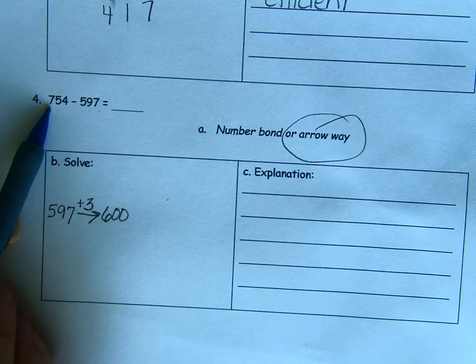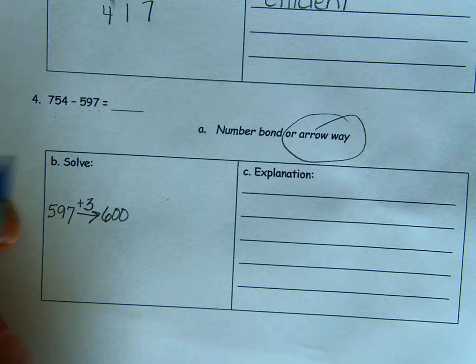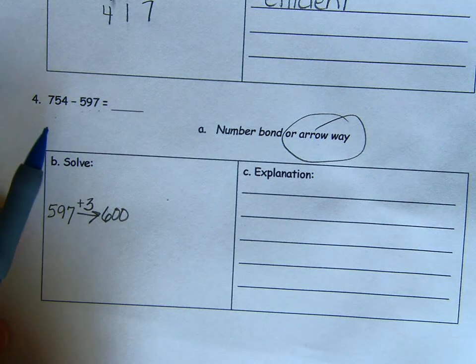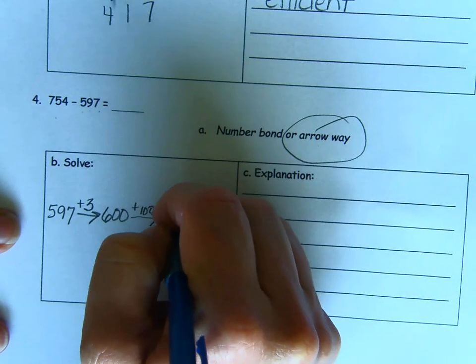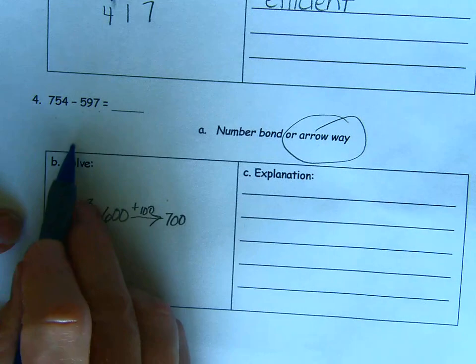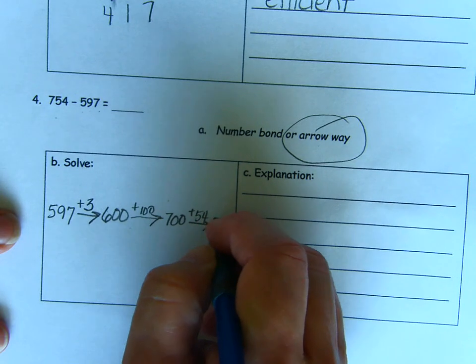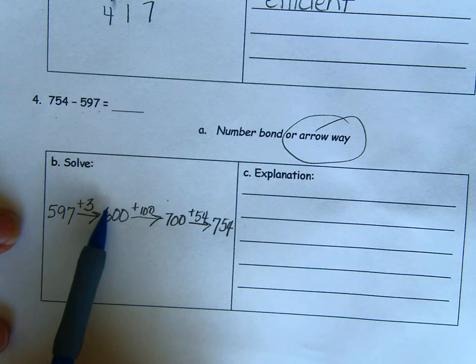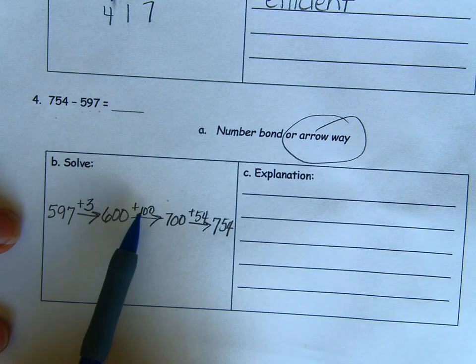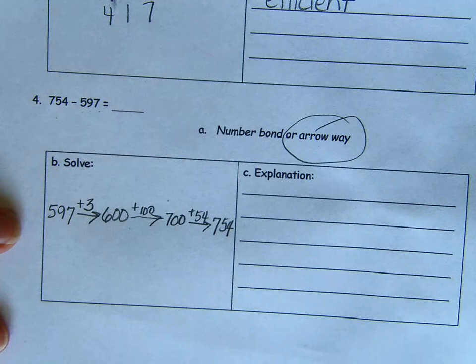Now I need to get up to 754. So what would you add next to 600? I know that I need to get from 600 to 700, so I could add 100, which would give me 700. And then I could add the 54 to get me to 754. If you can do that in your head, you could have gone from 600 and added 154 to get straight here instead of breaking it down into 2.